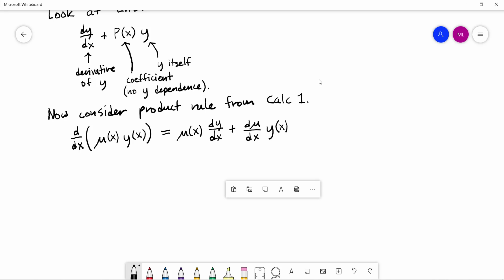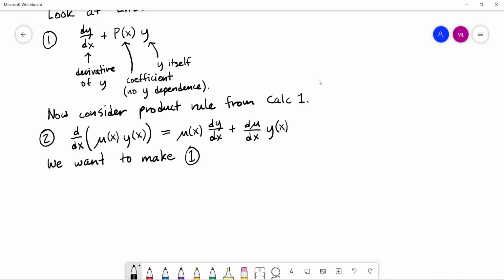So we want to make, let me number these to make it a little easier. I'm going to call this original equation that we're looking at 1, or I guess it's an expression, it's not an equation. And this one down here, I'm going to call it 2. We want to make 1 look like 2 so we can undo product rule to integrate.